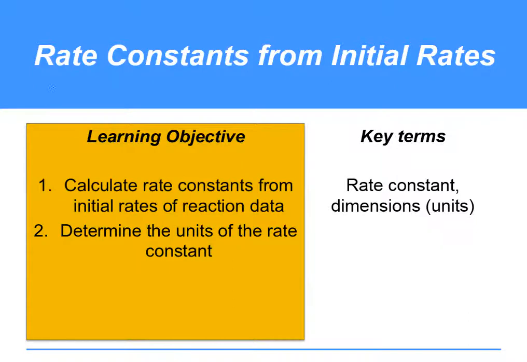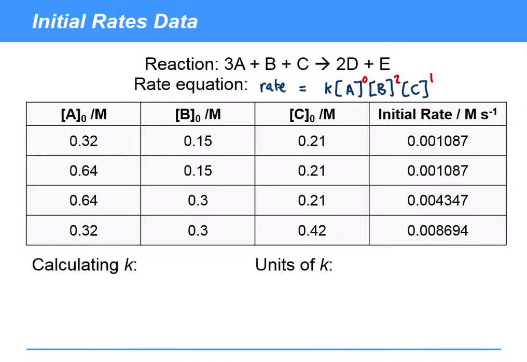Welcome to this video calculating rate constants from initial rates data. We're going to want to calculate the values of the rate constants and also the units. I'm going to explain how to do that. Okay, so from these initial rates data, this is the same as in the last video. Watch that if you're interested in finding out the orders of reaction.